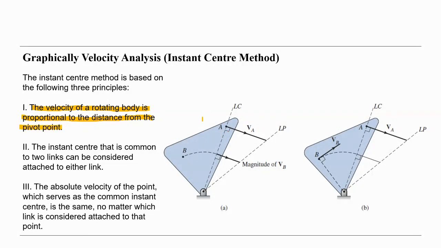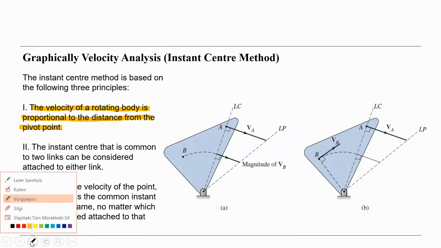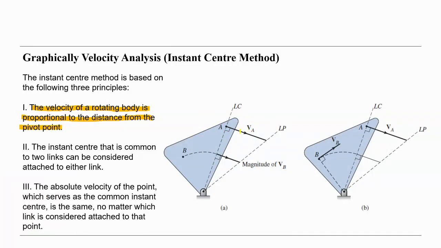That means here, this is the distance from A to the rotating point A0. And the velocity of the rotating body, this velocity VA, and VB for the point B, is proportional to the distance from the pivot point.